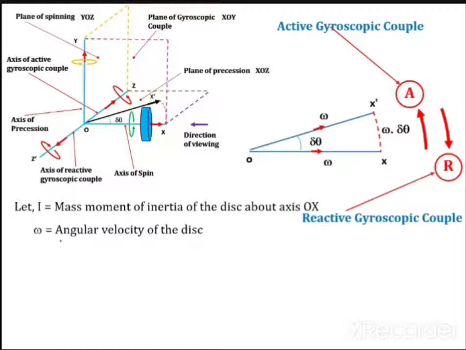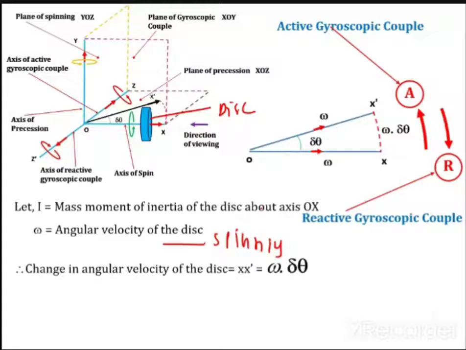Okay. Let I is equal to mass moment of inertia of the disk about the axis OX. So I have considered this body as a disk. So I am taking I is equal to mass moment of inertia of the disk about the axis OX. Omega is the angular velocity of the disk, means what? Angular velocity of spinning. It is nothing but the angular velocity of a spinning.